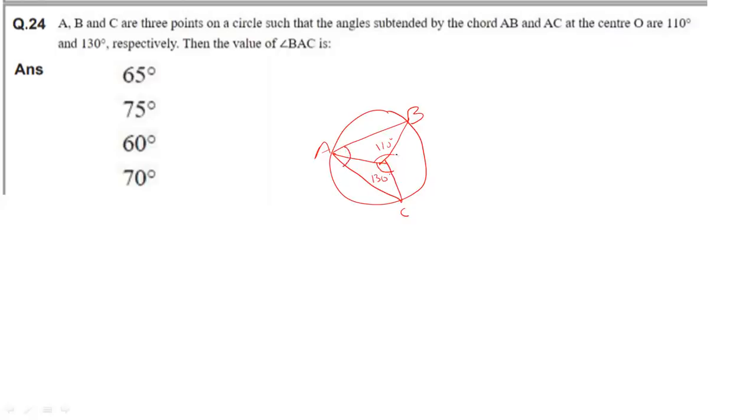This angle. Now the total angle at the center is 360. 110 and 130, 240 are gone, so this angle should be 120. And whatever angle is formed by the 2 points B and C at the center should be double the angle at the circumference. So this should be half of 120. Half of 120 is 60. Go to the next question.